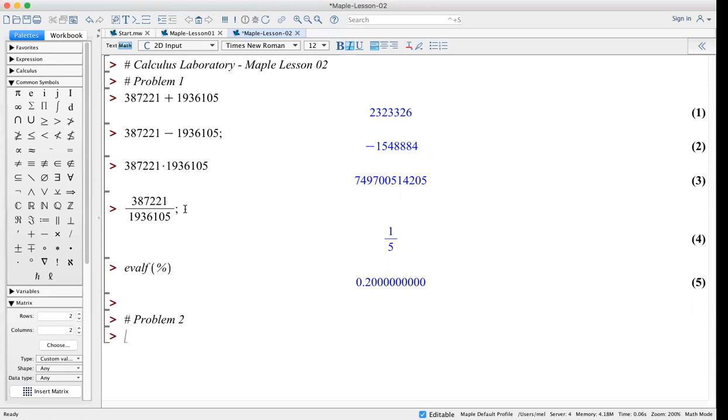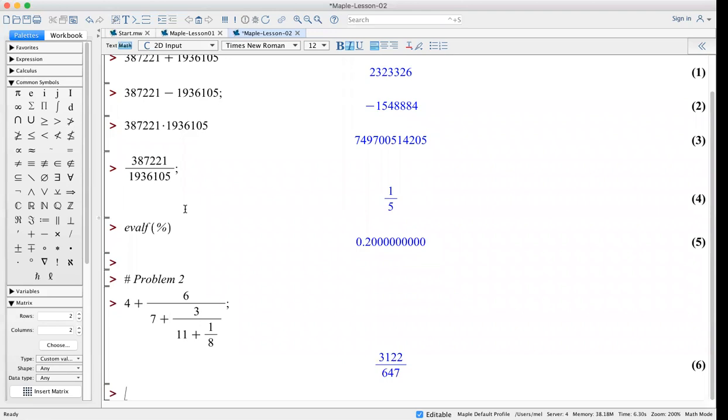Problem 2 is to convert some numbers to decimals. The first is a complicated fraction, but it's just a fraction. 4 plus 6 divided by 7 plus 3 divided by 11 plus 1 divided by 8. As a fraction, that's what it is.